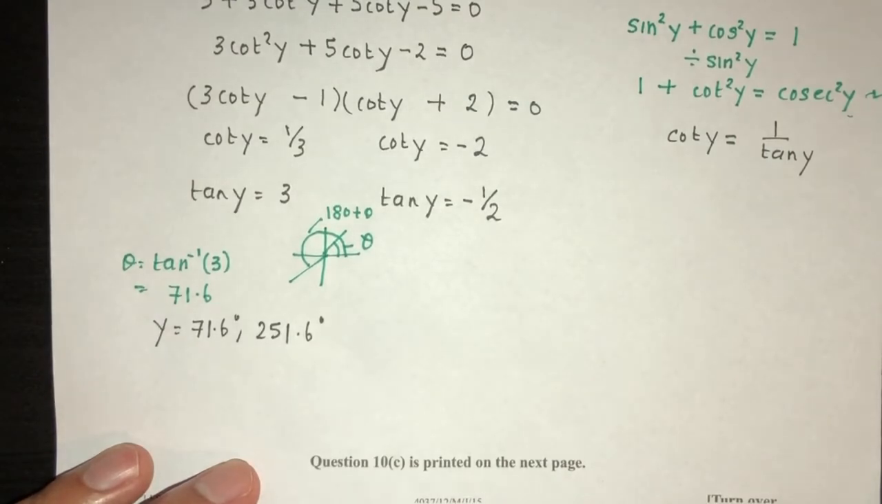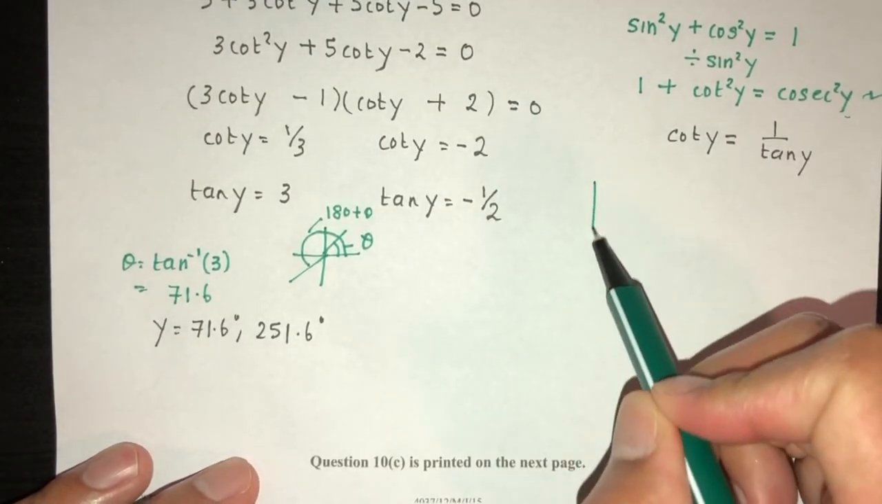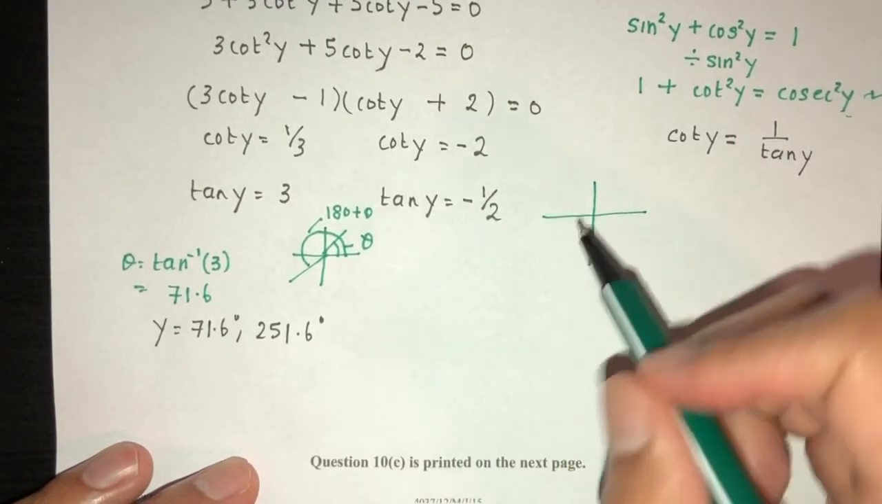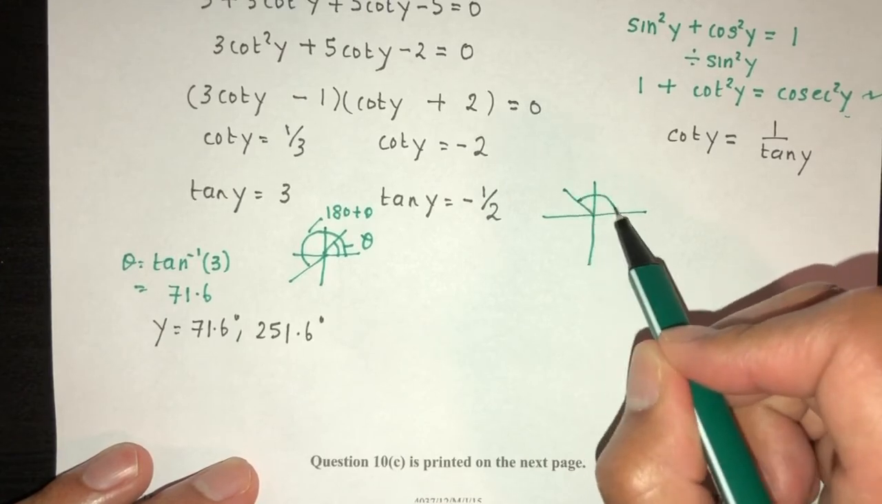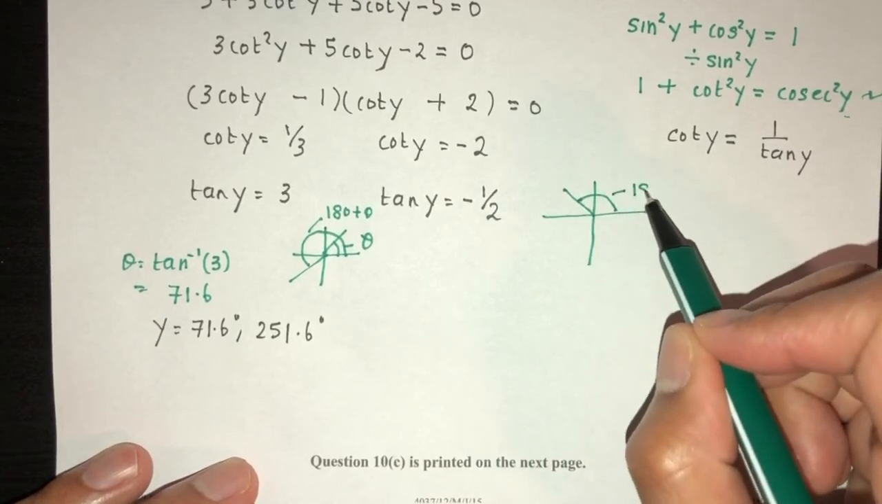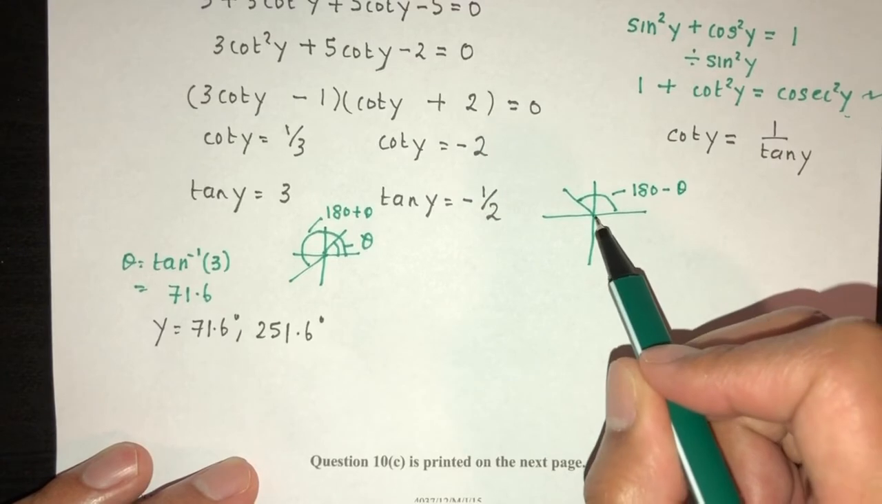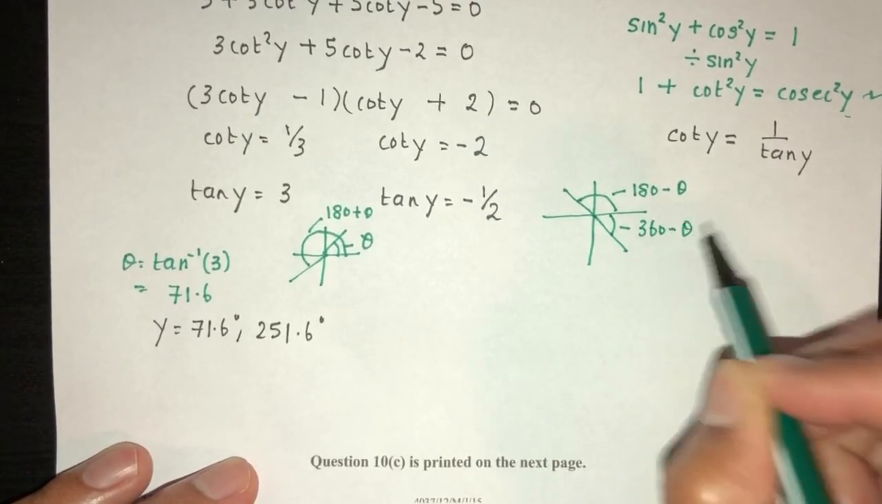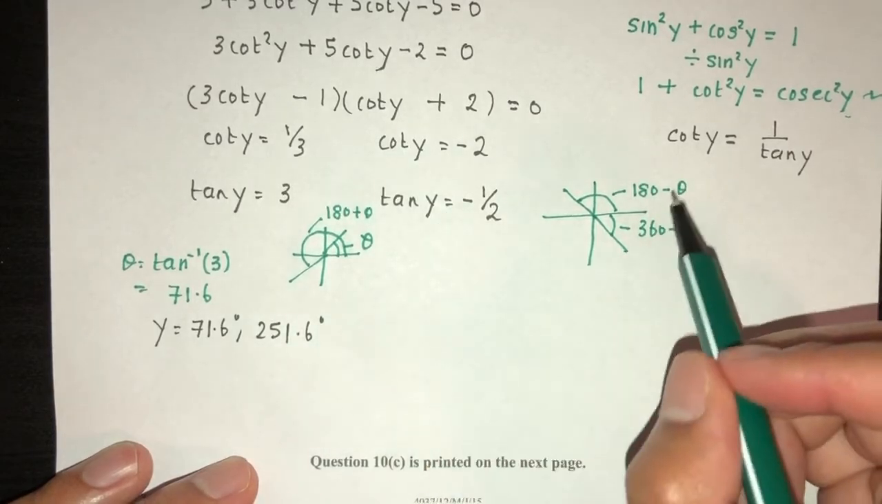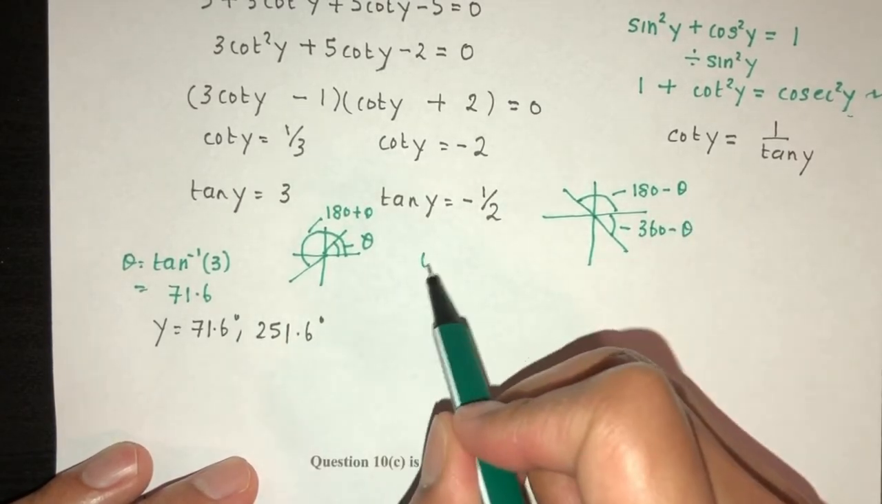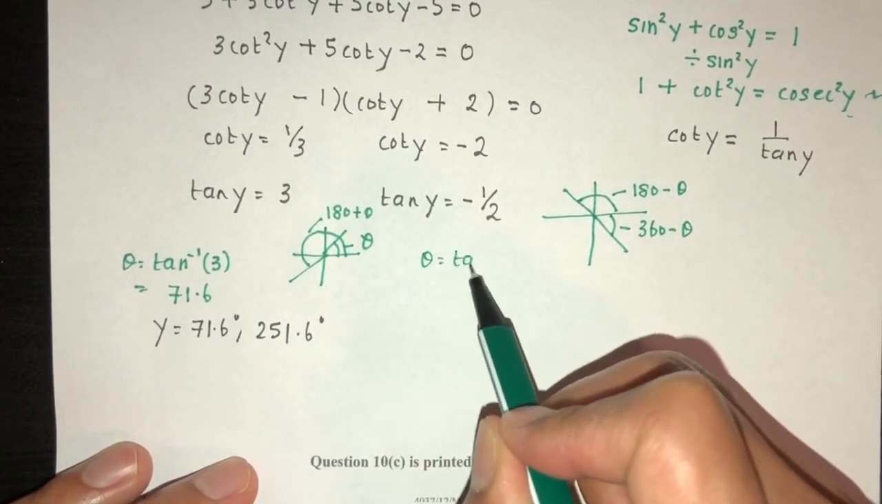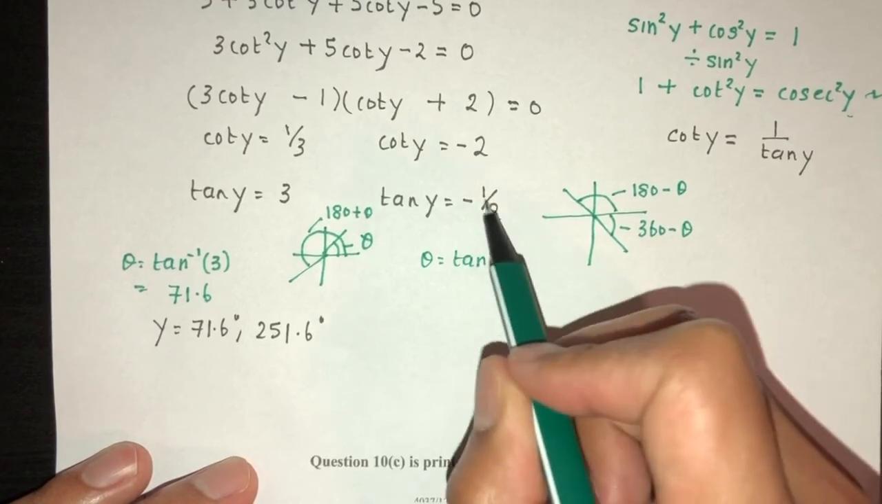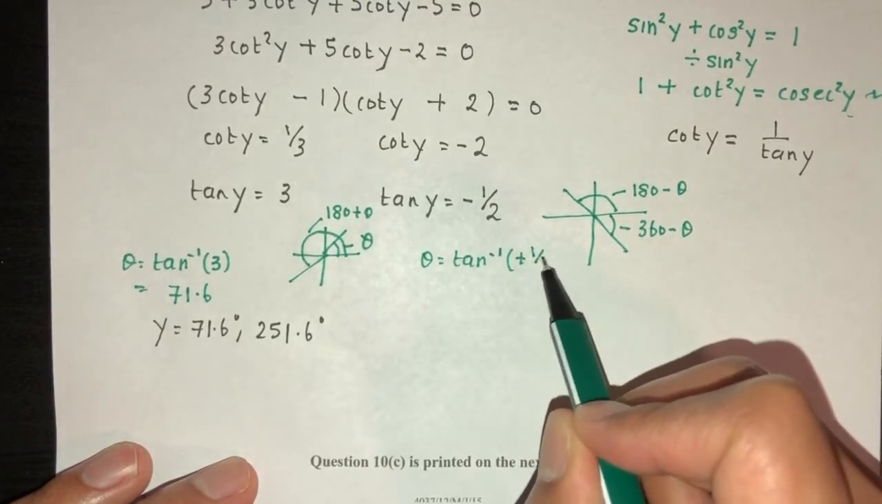Now when tan is negative, you have to look at your quadrant again. It will be in your second quadrant. This is 180 minus theta. And your fourth quadrant, this is 360 minus theta. Now we have to first find the value of theta. Theta is always tan inverse of the positive value of this, so plus half.